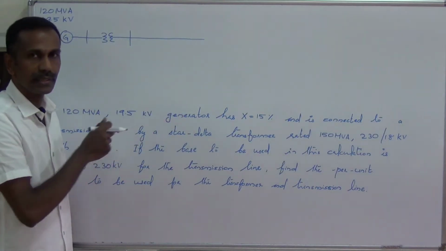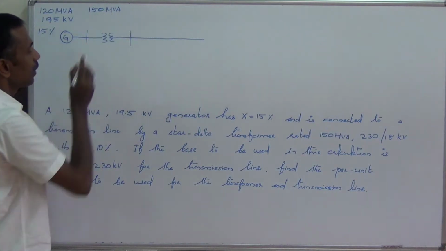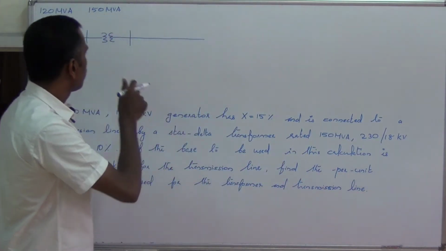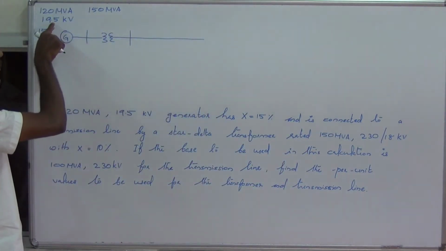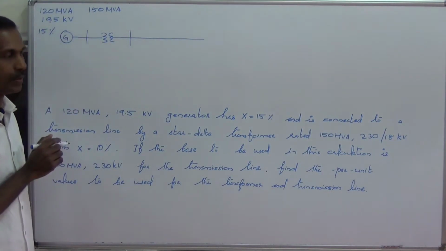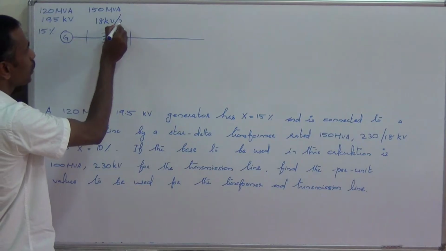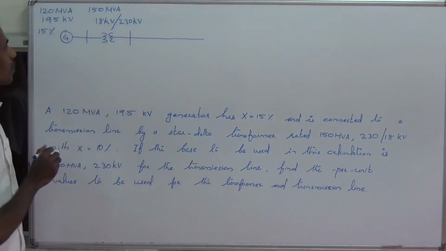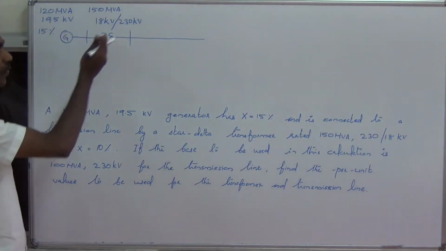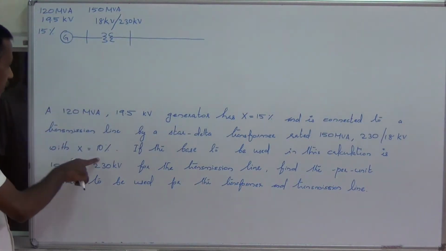The transformer rating is 150 MVA. Its voltage rating is 230/18 kilovolt. But this generator, which is having a rating of 19.5 kilovolt, is connected to the primary of this transformer. So this voltage rating should be written as 18 kilovolt bar 230 kilovolt, because this 18 kV is close to this 19.5 kilovolt. So we cannot connect 230 kV on the primary side. Its reactance is 10%.